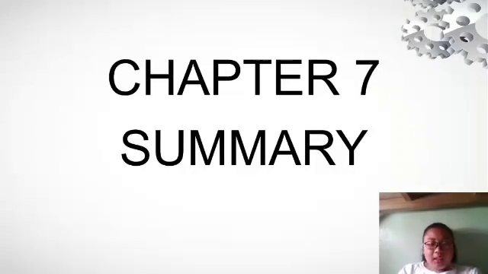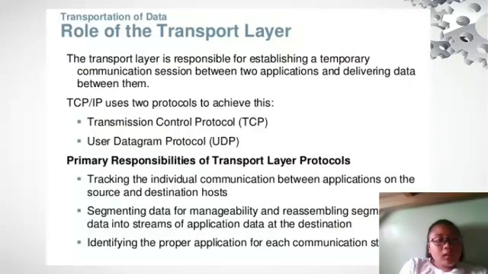Chapter 7 Summary. Transformation of data. Role of the transport layer.